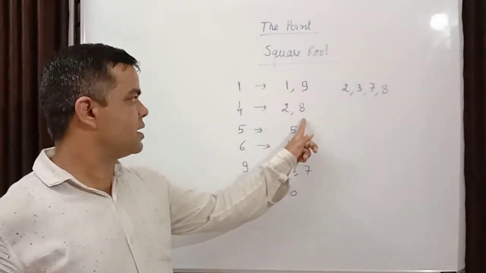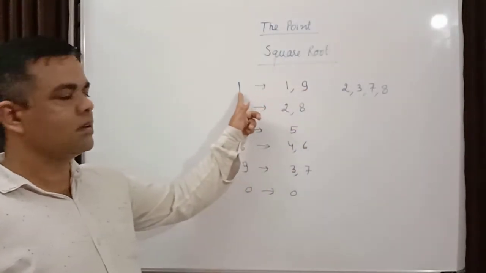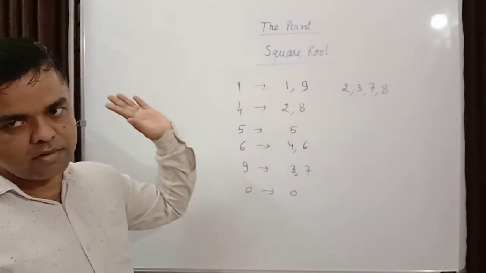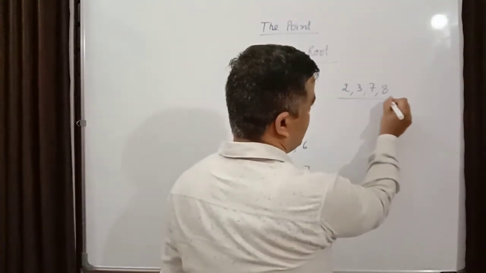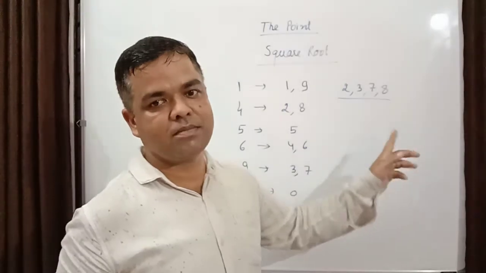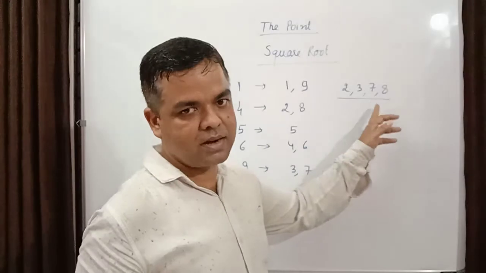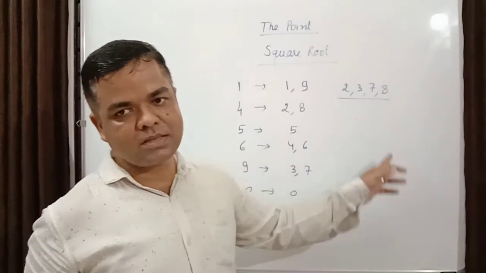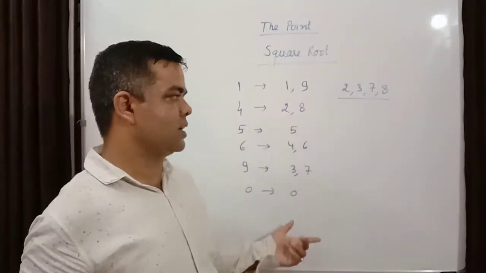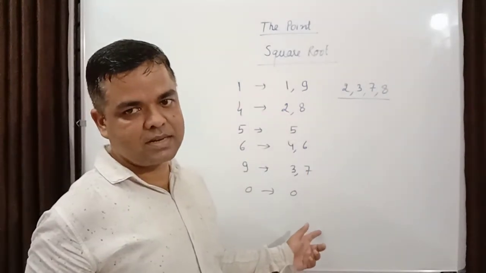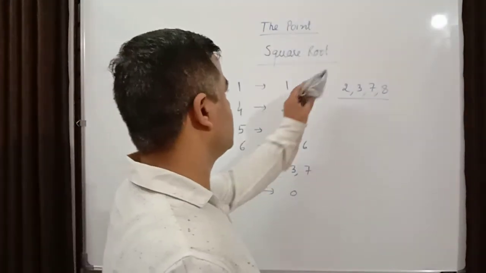If the unit digit is 2 or 8, then it is a square of 4. If the unit digit is 1 or 9, then square of... Clear? 2, 3, 7, 8. In a perfect square, these digits will not come at the unit place. If these 4 digits are coming at the unit place of a number, it means that number is not a perfect square. Correct? So now whatever I am going to tell you, that method is applicable only for perfect squares. Okay? So this is written here.